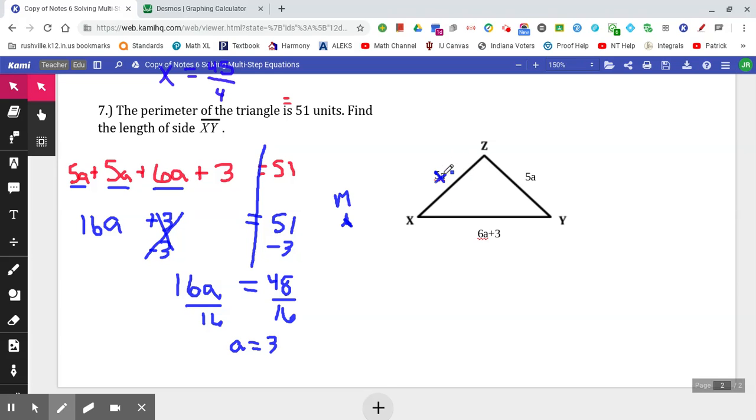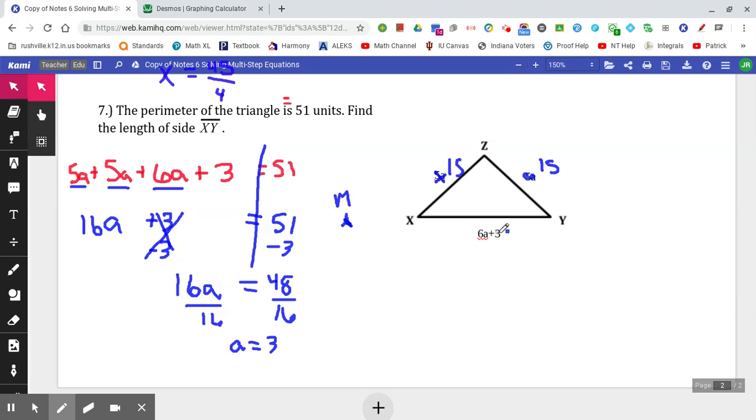So 5 times a, so 5 times 3 would give us 15. So the side length of xz is 15. Replace a with 3. 5 times 3 again is 15. So these two sides are congruent. They have the same measure. And then here we have 6 times 3 plus 3.